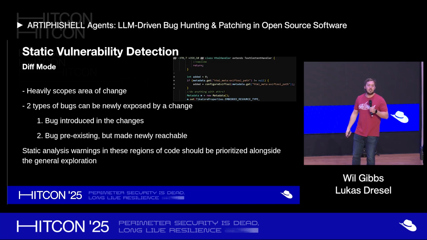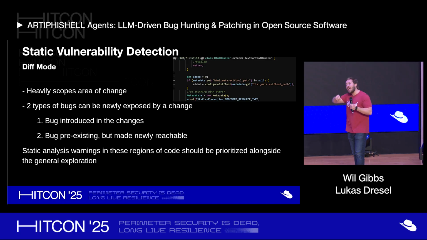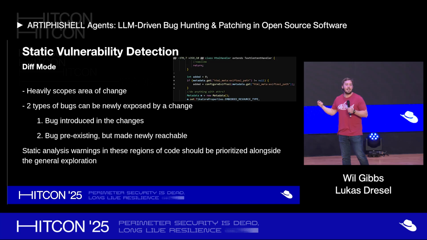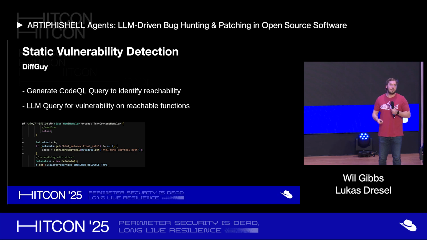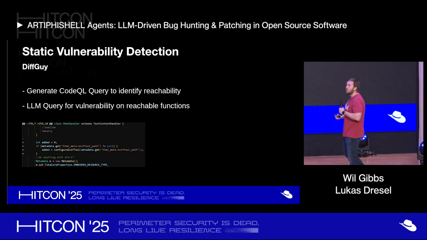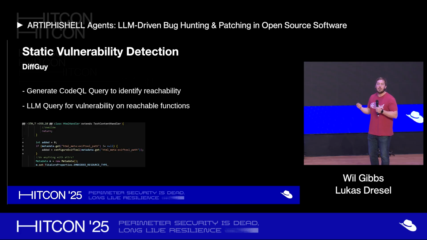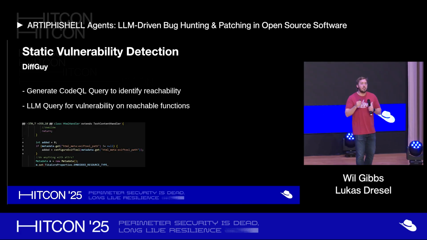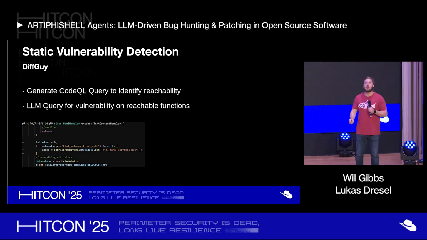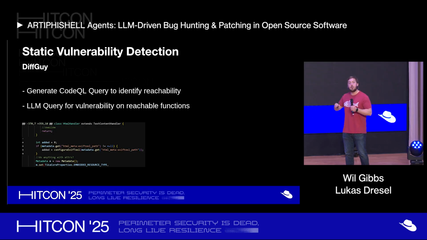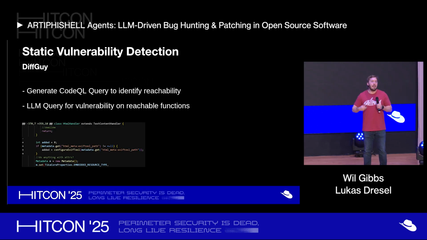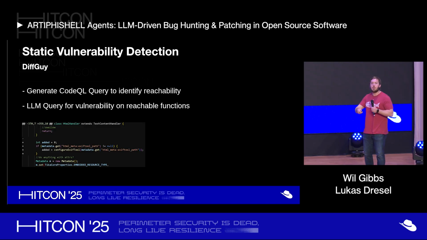The static analysis warnings in these regions of code are then prioritized much more heavily than any other low-hanging fruit that we'll see from our other static analyses. Another key part here is our diffguy. Because we're able to narrow the scope so much more in diff mode, we can have CodeQL queries generated to target those regions, to try and explore and find which functions are related to this ultimate diff that was produced. Can we find anything that's now newly reachable? Can we find anything that exists along the way that may help us get there? And so diffguy attempts to create CodeQL queries that will do exactly that.